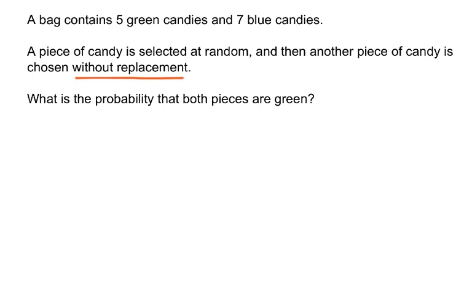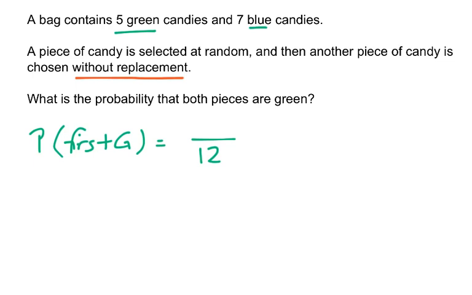We're going to use the same approach we did last time. We're going to find the probability that the first piece is green. Well, let's see. I've got 5 greens and 7 blues, so I've got 12 pieces of candy altogether. And how many of those are green? 5. I have 5 successes and 12 outcomes. Here's where it gets a little different. The probability that the second is green, well, now I left that first piece out.